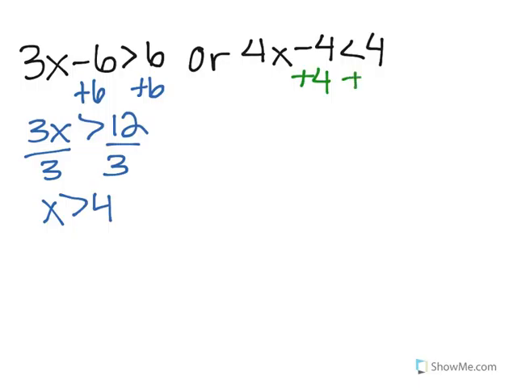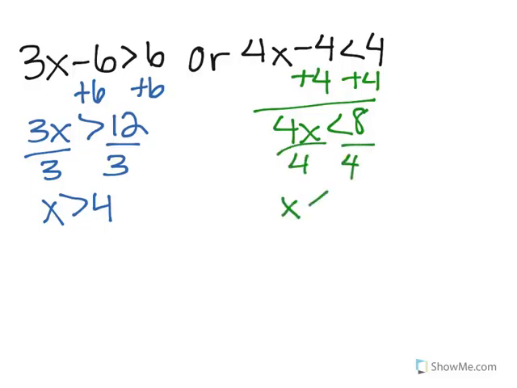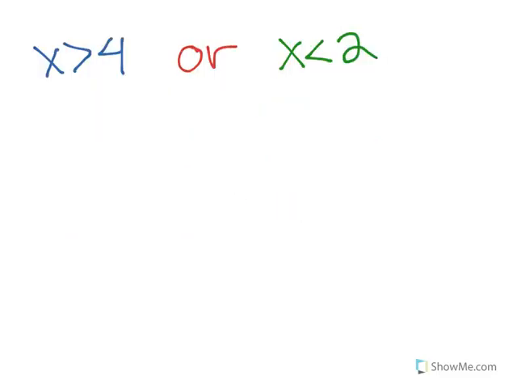And then on the other side, we're going to do the same thing. Add 4 to both sides, so we have that 4x is less than 8. Divide by 4 to get that x is less than 2. And the important thing to remember here is that we want to bring down this "or". This means that only one of these is true. Either x is less than 2 or x is greater than 4. That means that x can't be anything in between those two numbers.